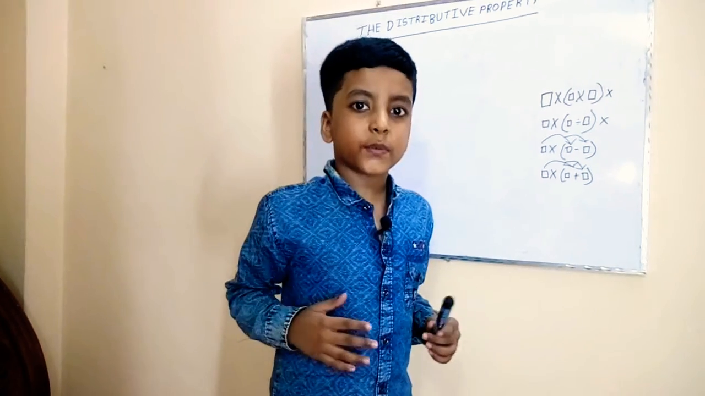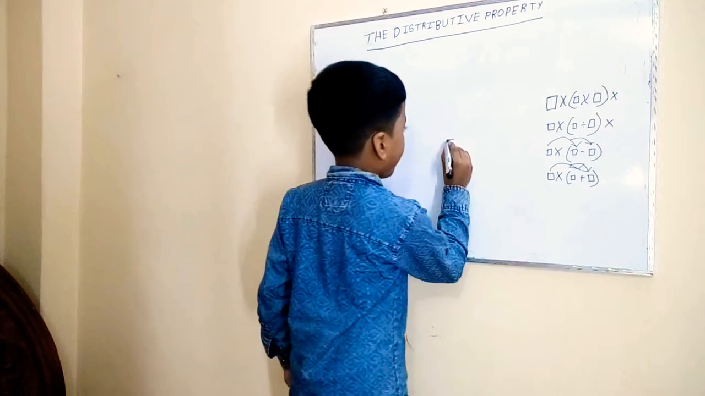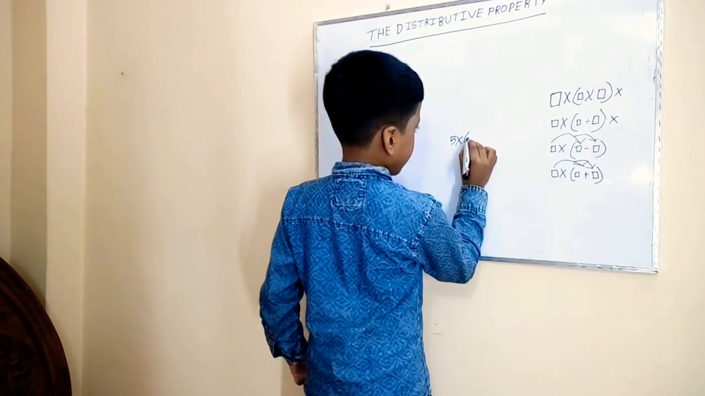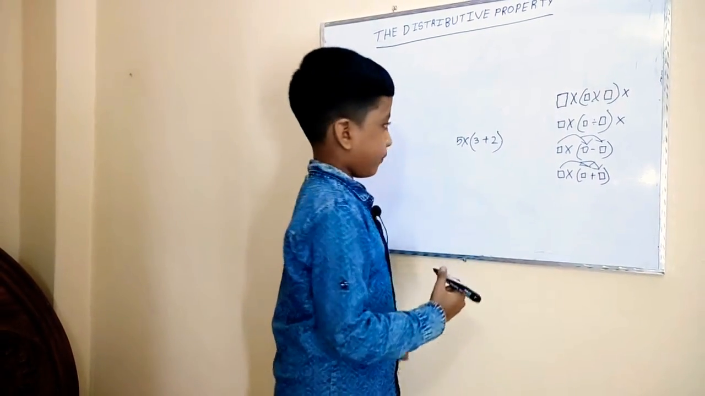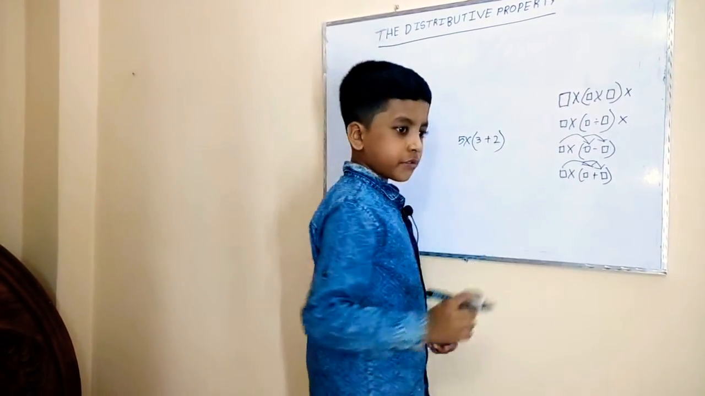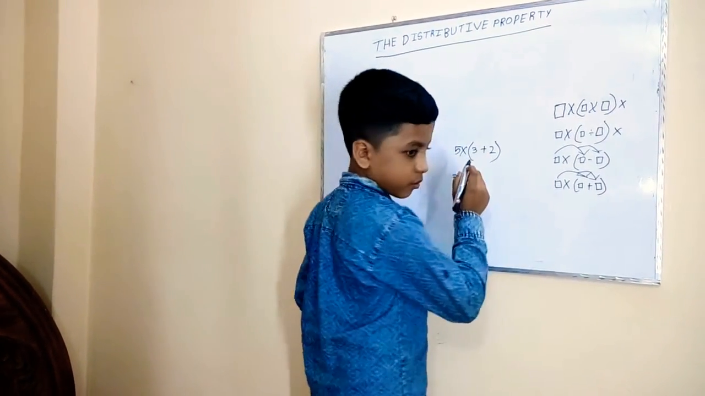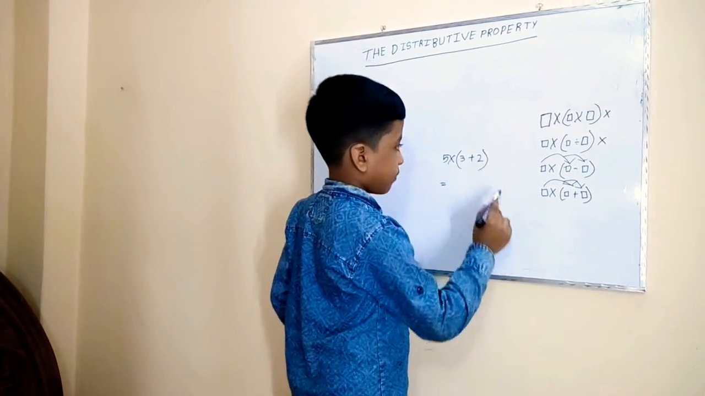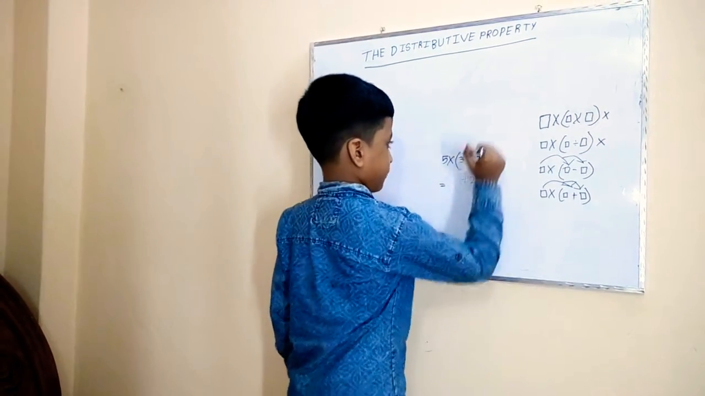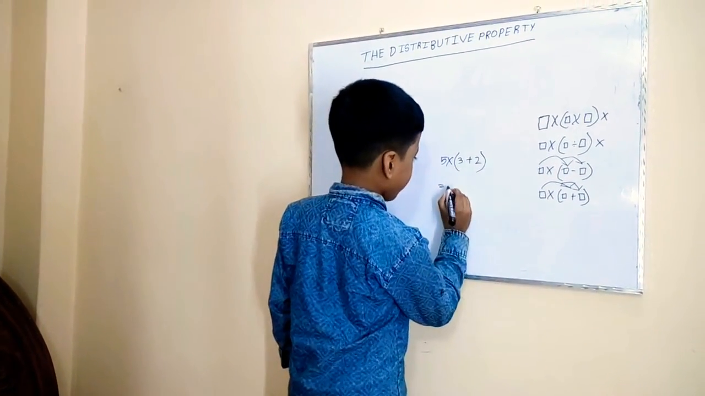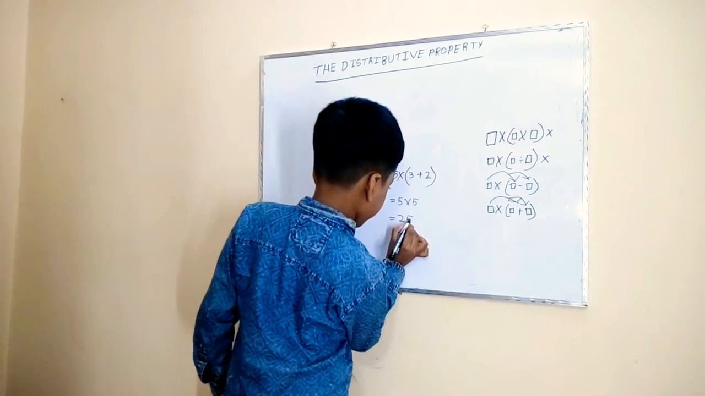I have only 3 examples. So the first example is 5 times the group, 3 plus 2. This will be easy, right? So let's use the order of operations rules. The order of operations rules tell us to do anything inside parentheses or brackets first. So 3 plus 2 equals 5. And then 5 times 5 is 25.